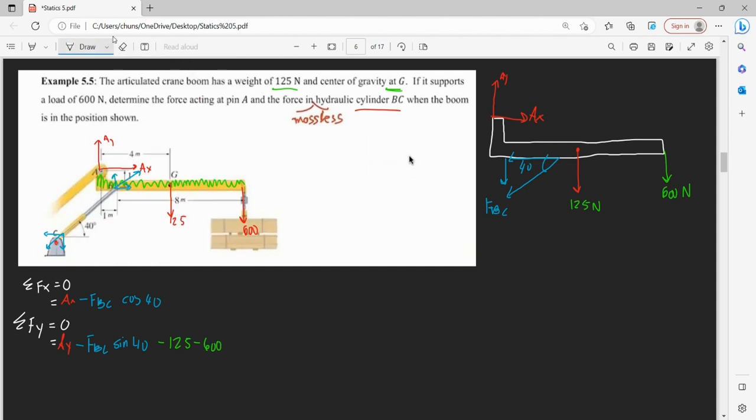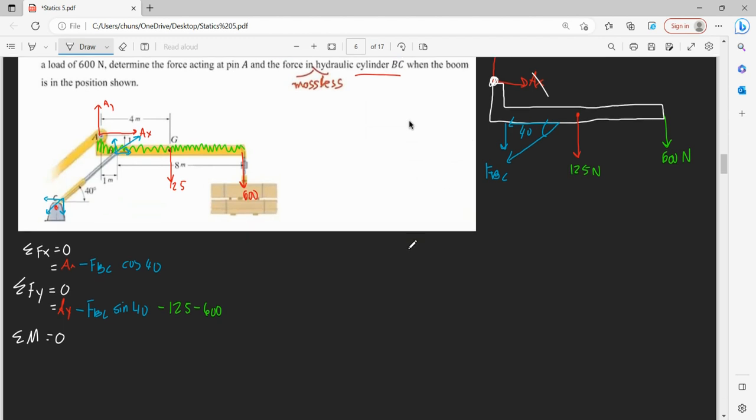Okay, and lastly, we have our moment. So we learned that we want to have our moment wherever there is a point that has multiple forces acting through it. And for us, this is clearly point A. So that renders these two as not contributing to that equation.